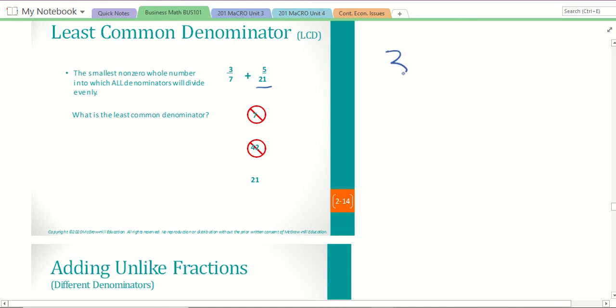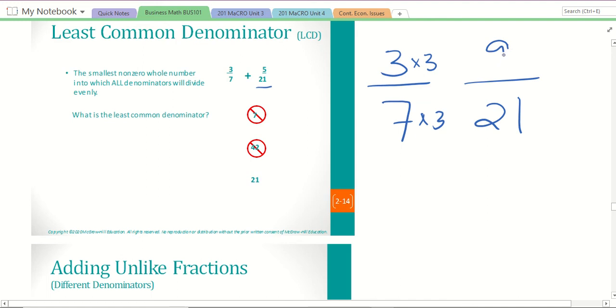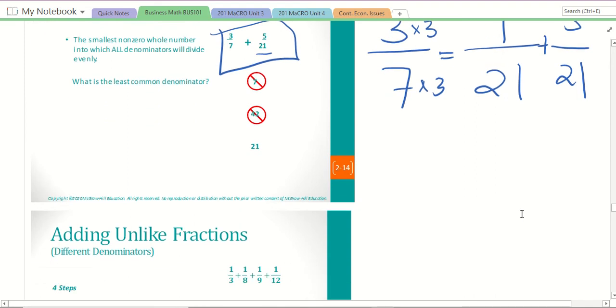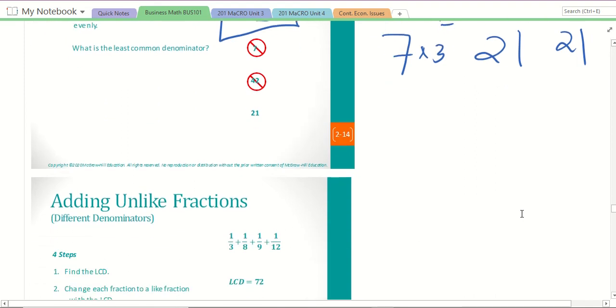So I can take this 7th. I want to turn it into 21, so I would multiply that by 3. So I have to multiply this by 3, which would give me 9/21 plus 5/21. So right now I can do this equation over here. And that's fine. When you're adding, all you want to do is figure out how can I get common denominators.